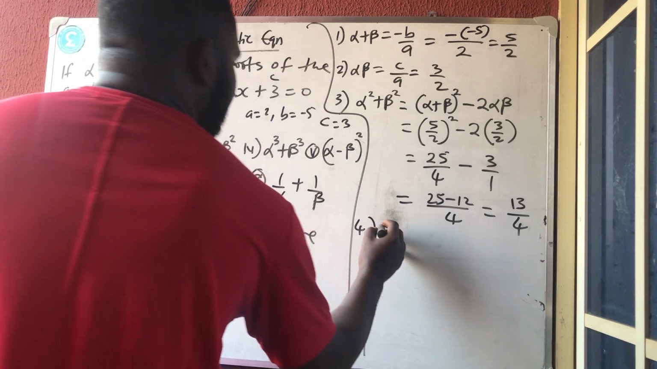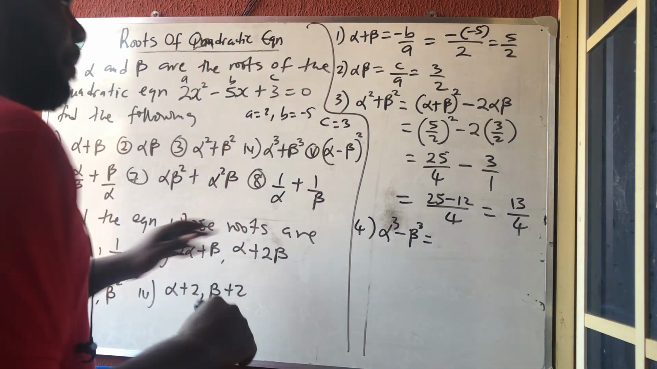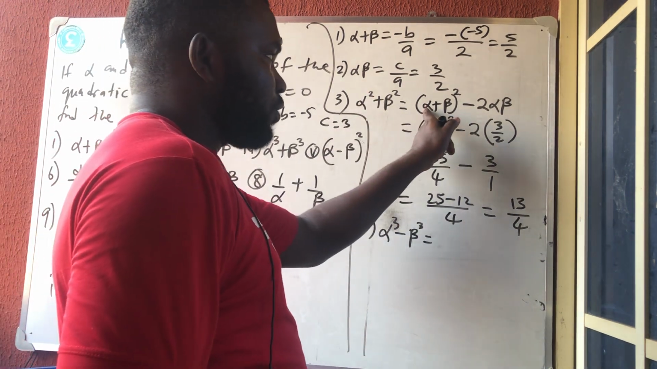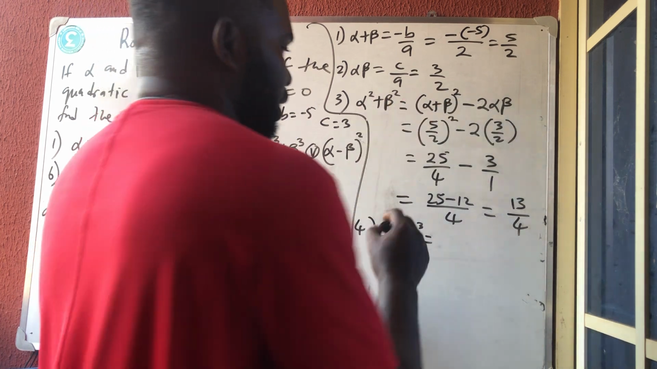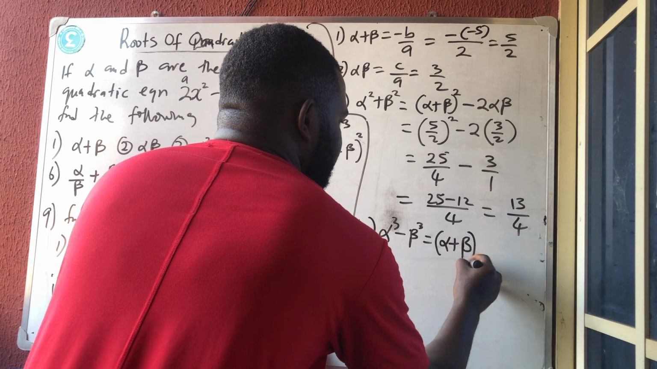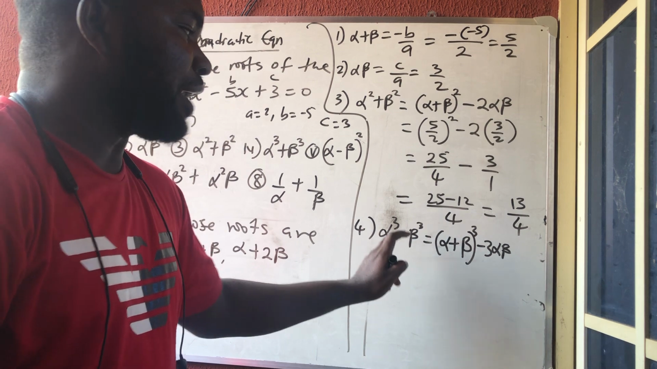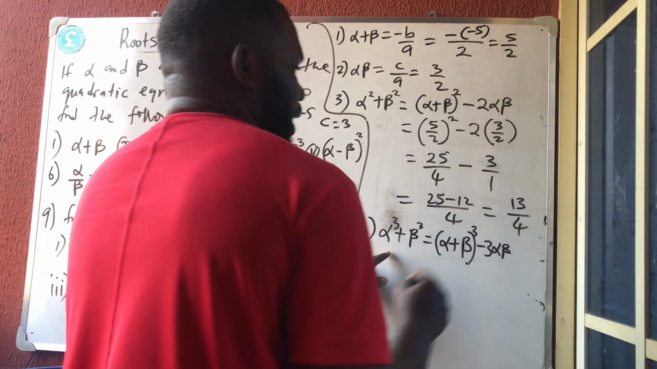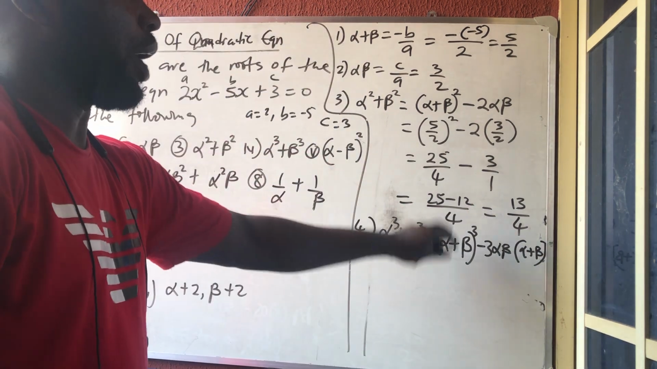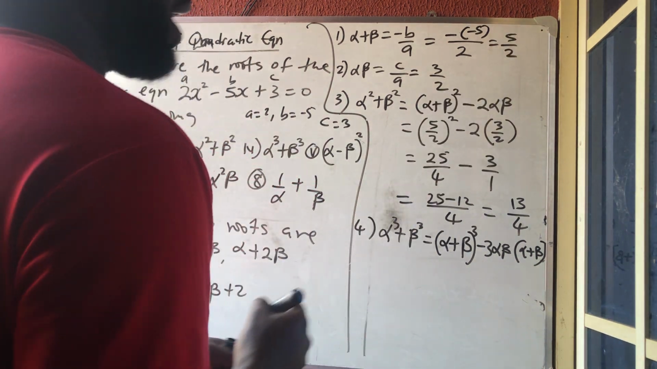Number four is alpha cubed plus beta cubed. I remember this one from the previous one, where the power was 2. Now I go to this formula and change anywhere I see 2 to 3: alpha plus beta cubed minus 3 alpha beta. But the only difference is that you must attach alpha plus beta again. Just change everything to 3, then attach another alpha plus beta.